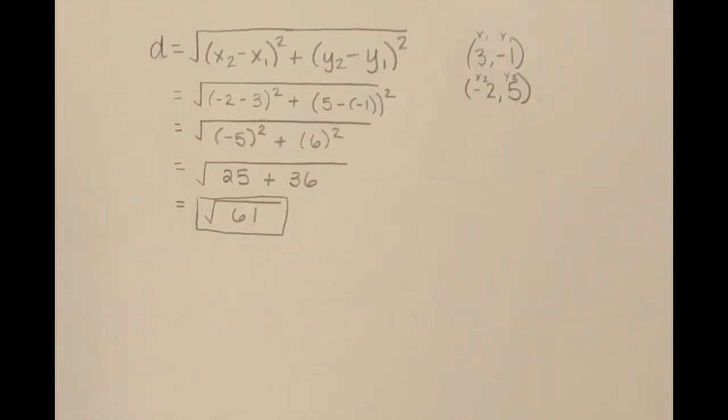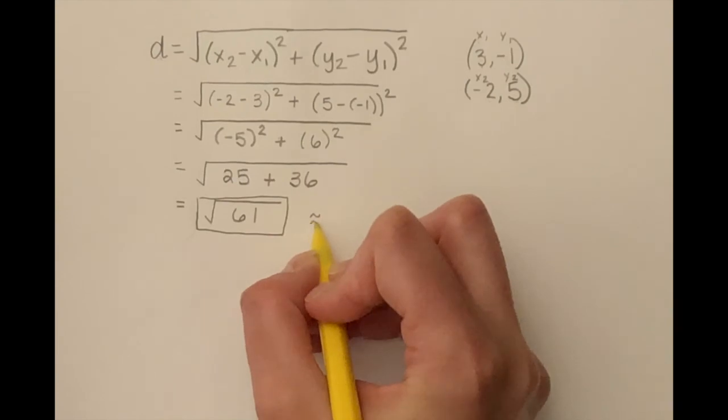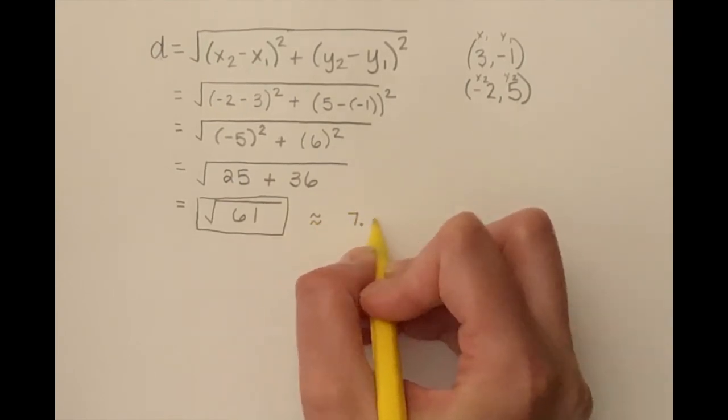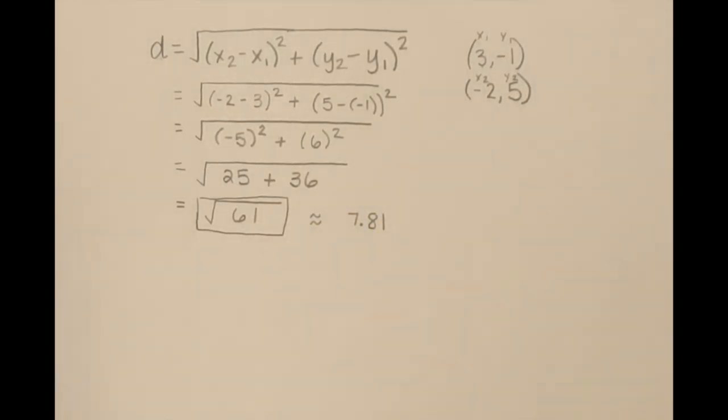Or if the directions said to give it as a decimal, I could put this in my calculator and get the decimal. If I were to do that, this is approximately 7.81 if I were going to round it to the hundredths place. But typically, because in math we don't like to introduce rounding error, leaving it as a radical is going to be your best bet. Just make sure it's simplified.